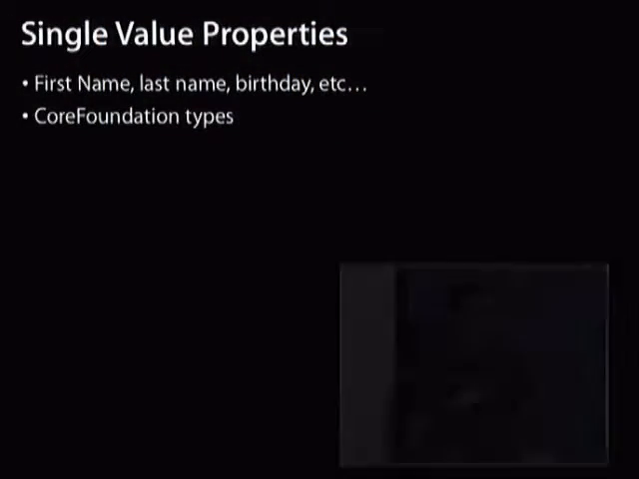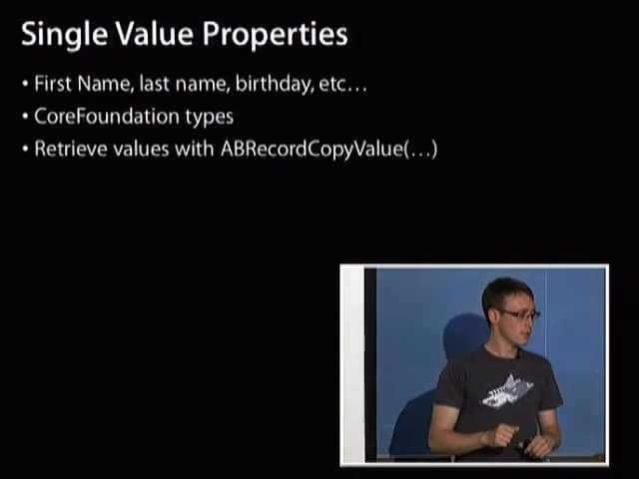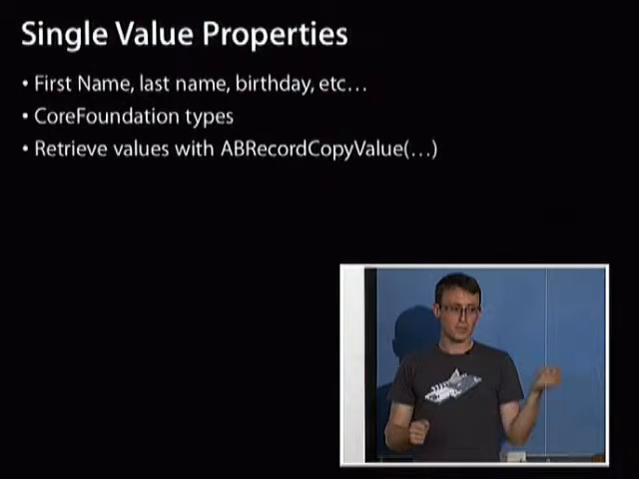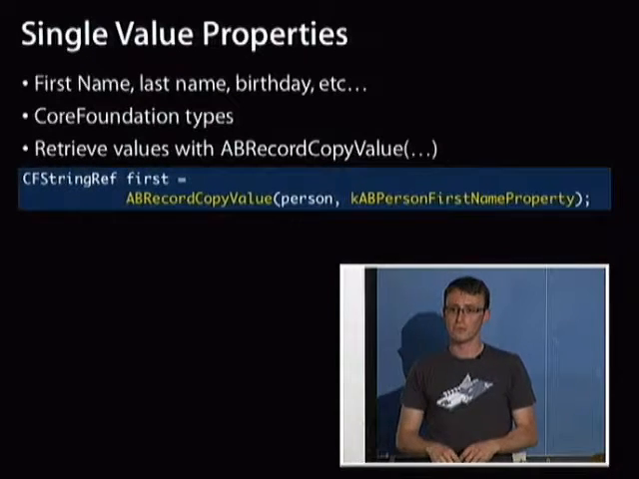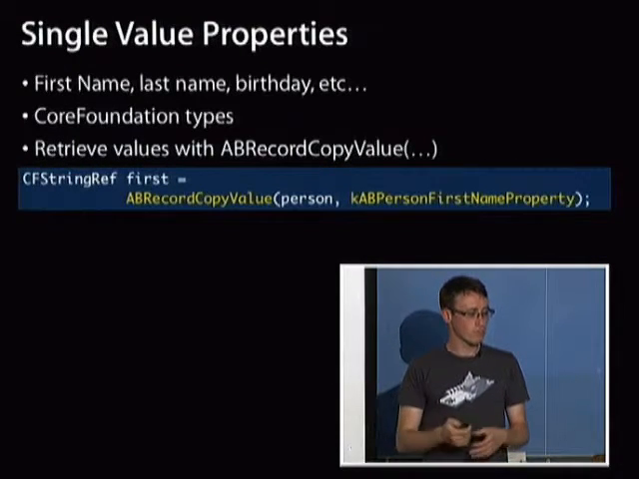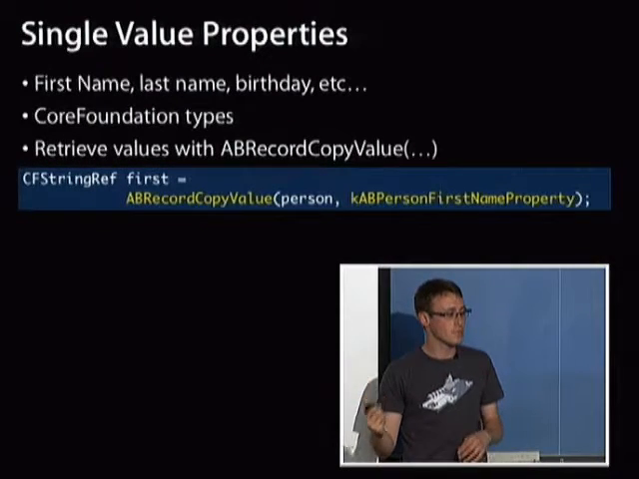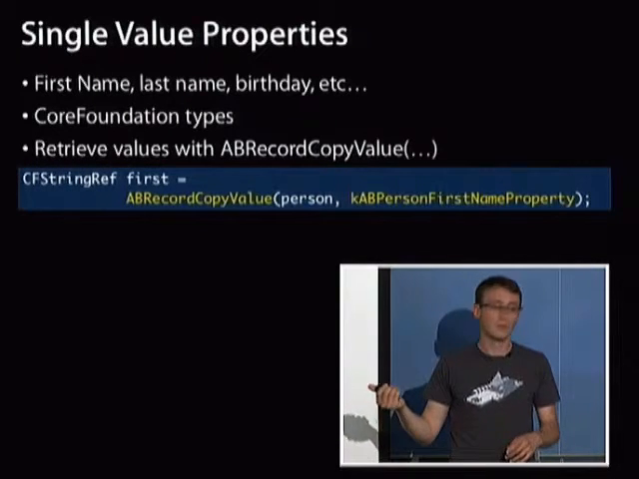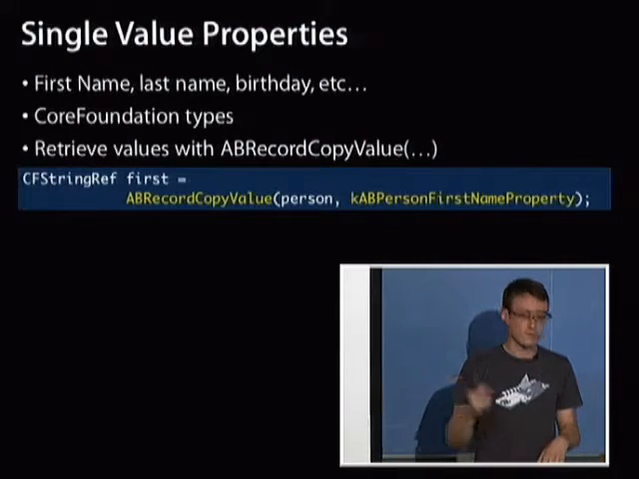The first is the single value property. I mentioned a few times now: first name, last name, etc., birthday. All CoreFoundation types. Again, retain it, release it, as you should. In order to retrieve those values, there's a function called ABRecordCopyValue. And it looks like this when you call it. In this case, we're getting the first name from the person. You just call ABRecordCopyValue, pass in the person, and pass in the name of the property. Again, those are all defined in ABPerson.h. What you get back, in this case, is a CFStringRef.